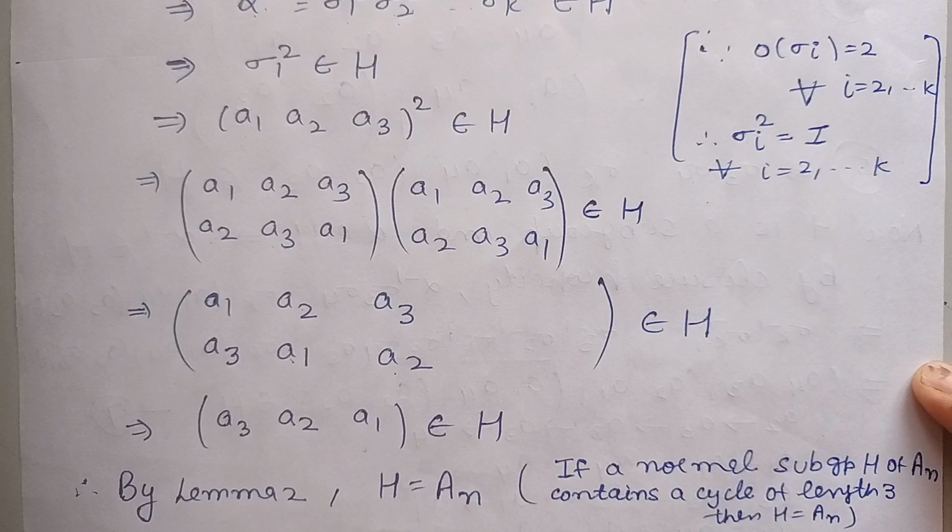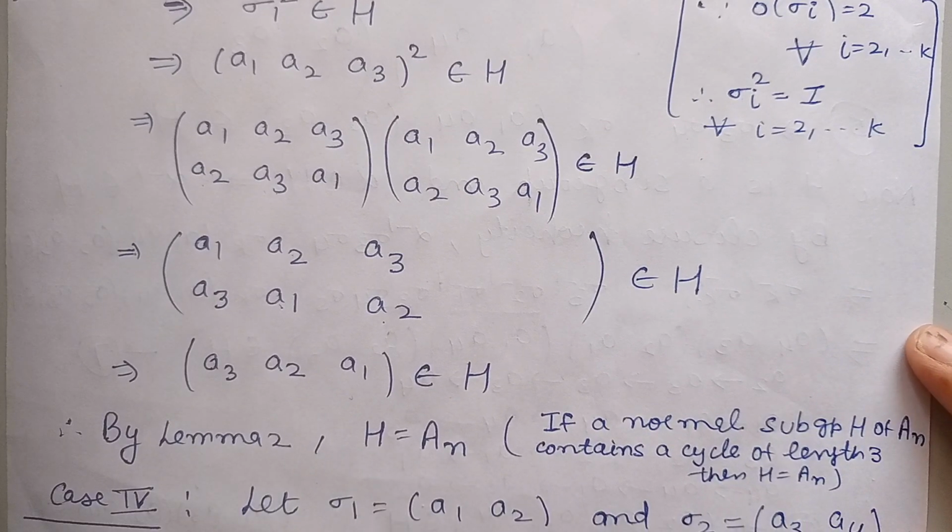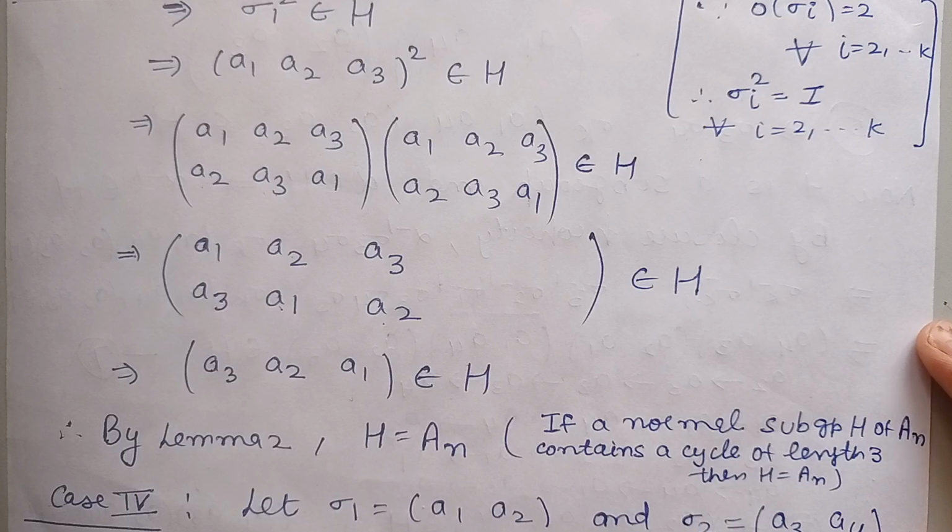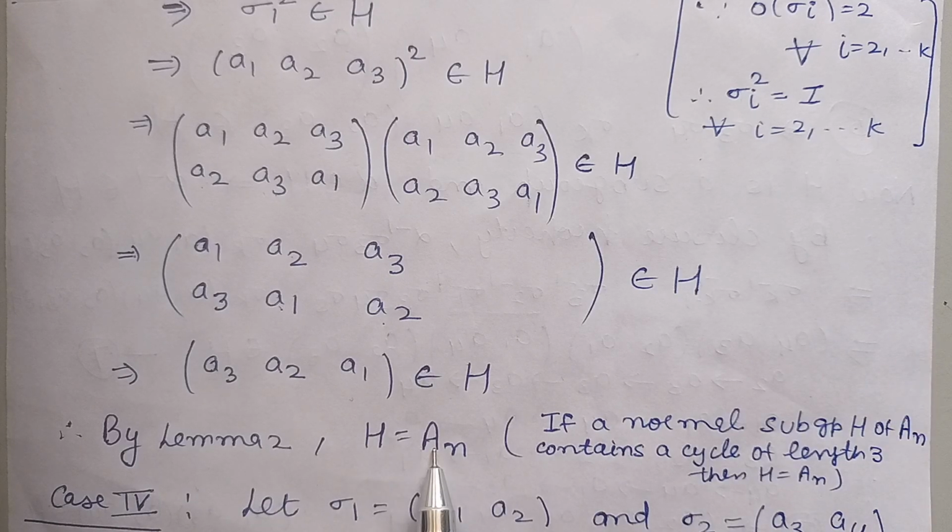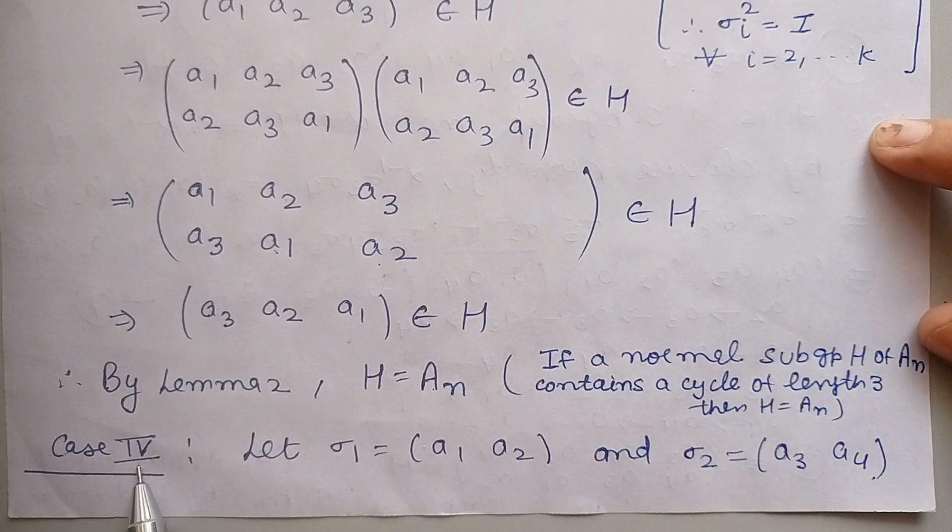And in the second lemma we had already discussed, if a normal subgroup H of alternating group contains a cycle of length 3, then H is the same as the alternating group An. So we have obtained H is the same as An. So this completes case 3. Now I'll discuss the last case.